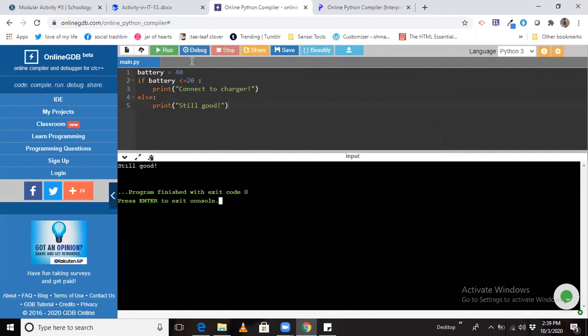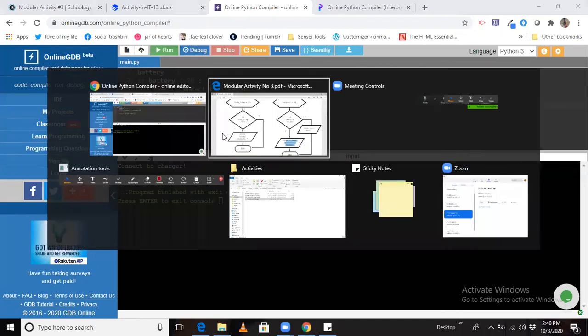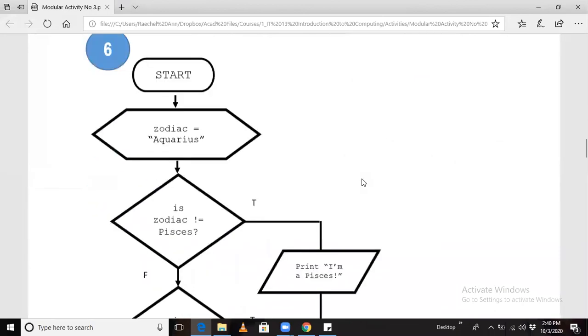Okay? So for battery is 40%, still good. Pag daw 20 na siya, example, value is 20. O, connect to charger. O, 2% na lang daw. Connect to charger. O, diba? Winner. O, next. Number 6.